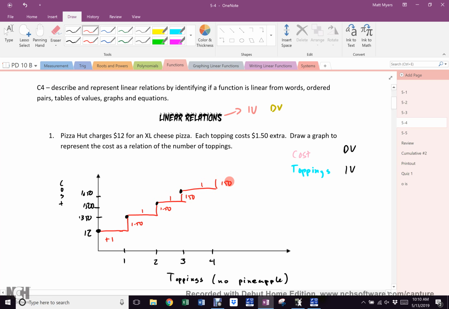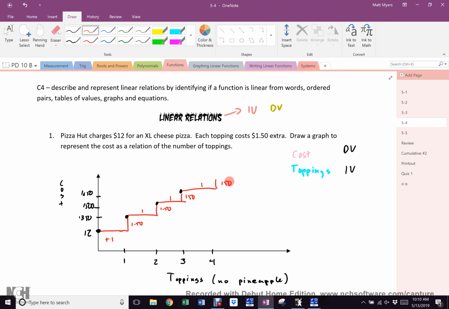$1.50. How long will that relationship continue? Not forever. There is not an infinite amount of toppings you can put on a pizza. At some point, the restaurant says, "No, I'm sorry, sir. That is all the toppings we will put on your pizza. You have ordered every single thing on the menu." Which, of course, would be repulsive.